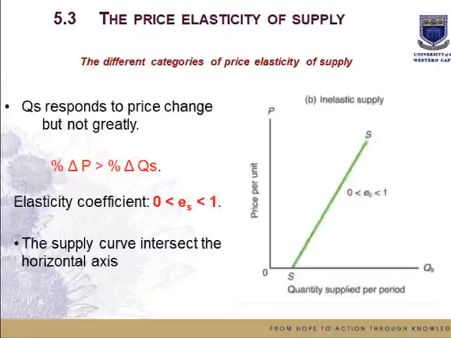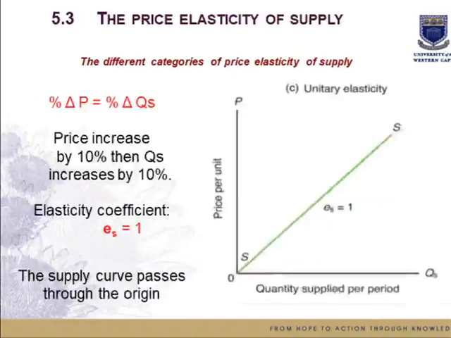When the price elasticity of supply is inelastic, the elasticity coefficient is greater than 0 but smaller than 1. This means quantity supplied is less responsive to changes in the price of the product. More technically, we say the percentage change in quantity supplied is less than the percentage change in the price. This is illustrated by an upward sloping linear supply curve that intersects the horizontal axis.